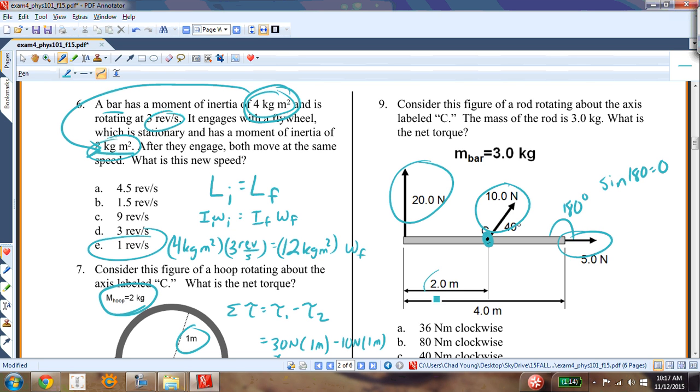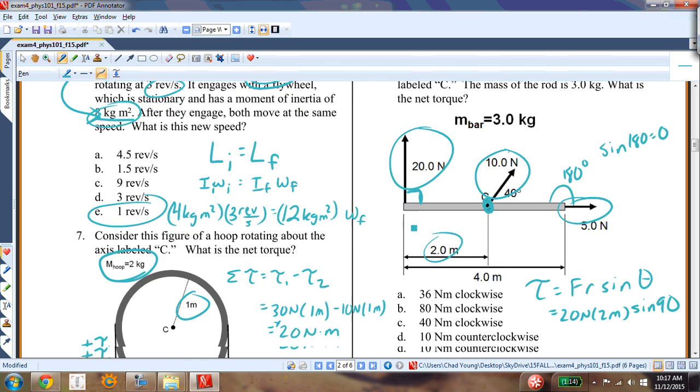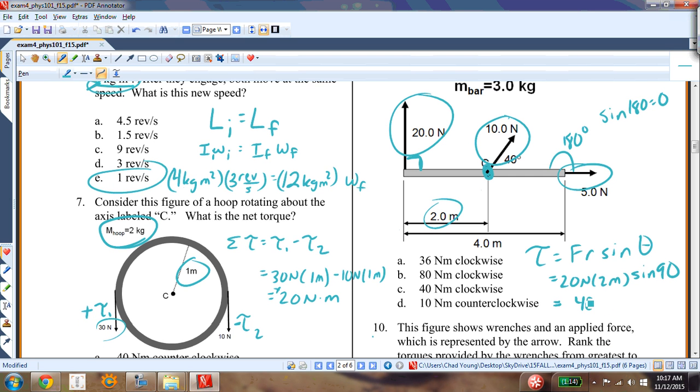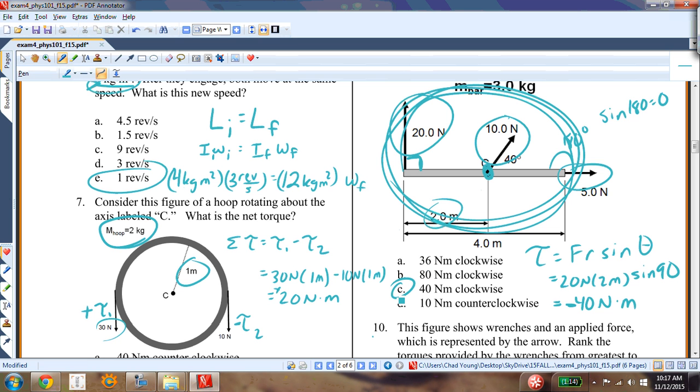I have 20 newtons at 2 meters. Torque is F r sine theta. 20 newtons, 2 meters, sine of theta, sine of 90 degrees there, so it's 40 newton meters. Let's ask ourselves, is this positive or negative? Well, this force causes the object to move in a clockwise direction, so it's going to be negative, in fact. So 40 newton meters clockwise.